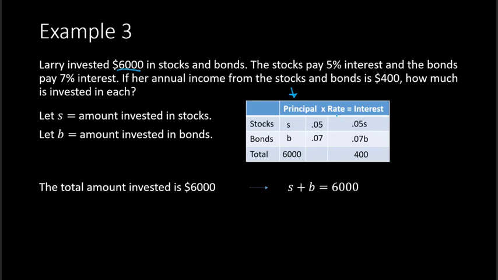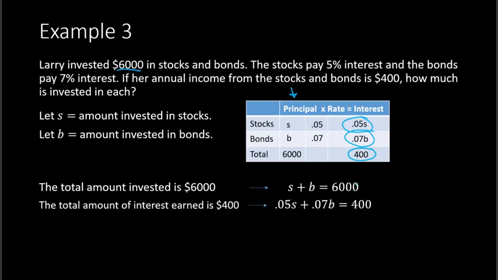Now the other total that we can use is this total right here of $400 for the interest earned. We know the interest earned is made up of interest from the stocks and then interest from the bonds. So if you add up those interests, 0.05s plus 0.07b, that must equal $400. And that is our second equation. So we use the totals of the principal and the totals of the interest earned to develop our two equations. And now from here, we can solve.